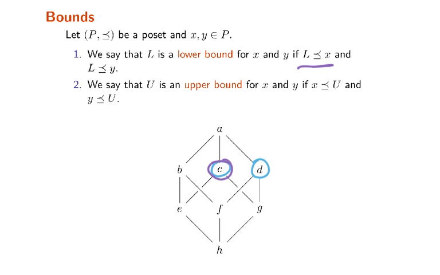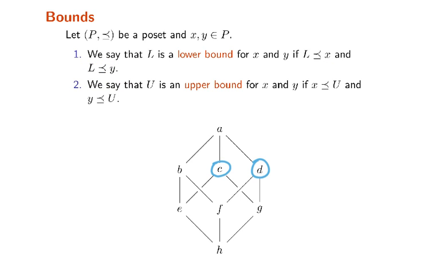I mean, the first part, let's say, is satisfied. C is less or equal than C. But is C less or equal than D? It's not. Because that doesn't satisfy the second property, it's not going to be a lower bound. To be a lower bound for C and D, it has to be less than both. So the answer is C is not a lower bound for C and D.